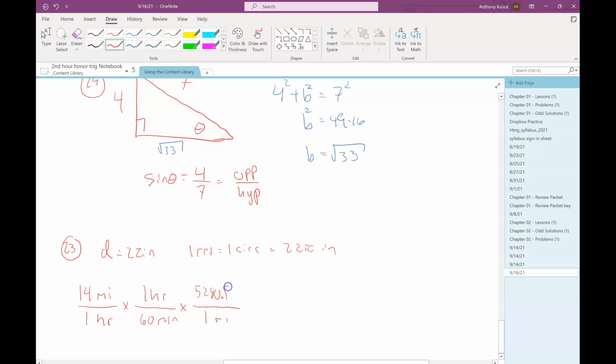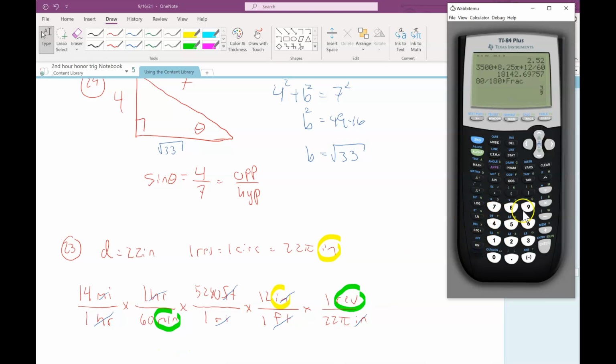So 5,280 feet in 1 mile, and then there's 12 inches in 1 foot. I need to go all the way down to inches because that's what my circumference is in. Then I can go 22 pi inches in 1 revolution. When I reduce things down, I'm left with revolutions per minute, which is what it's looking for.